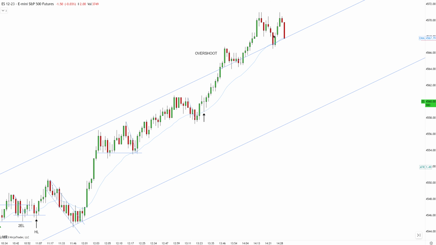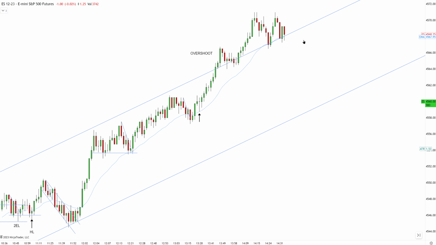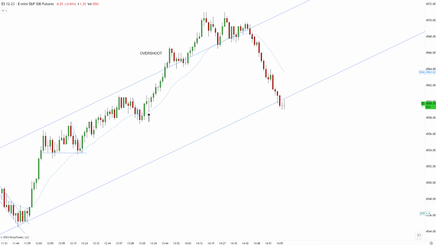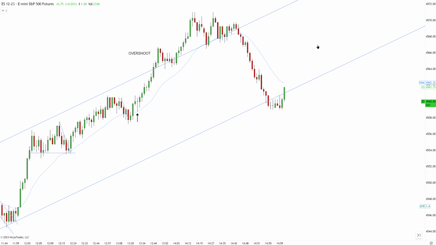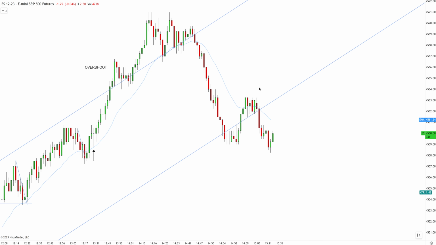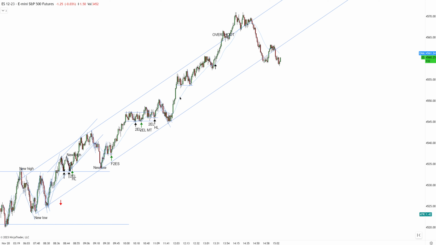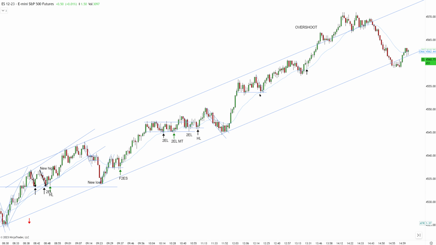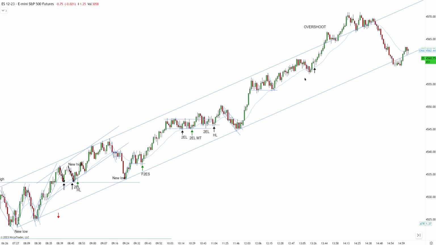And we can see there was a two-legged pullback, second entry long, but the market is getting way too late, and I don't think we can take any setup right now. You can see all the buyers are taking profits to close the day. Very common. You can see how strong the uptrend was. You combine the overshoot and a lot of profit taking happening right before the close. Very clean structure today.